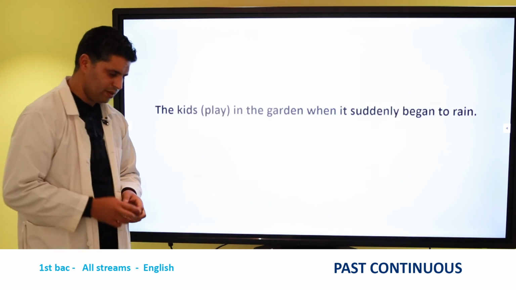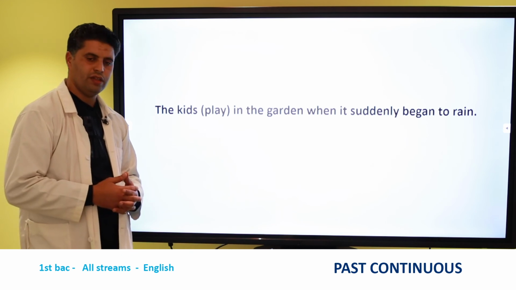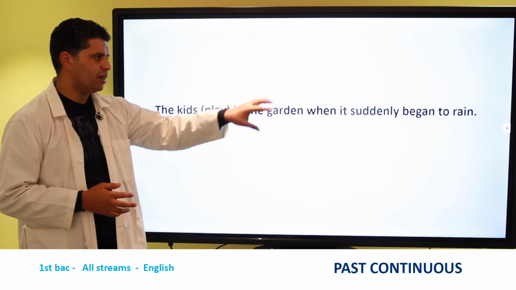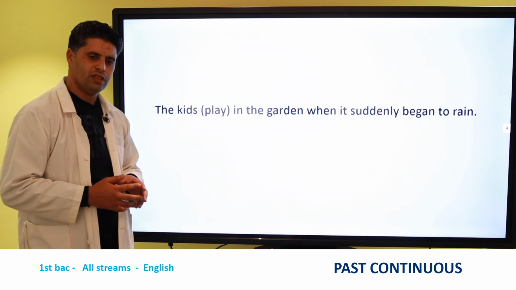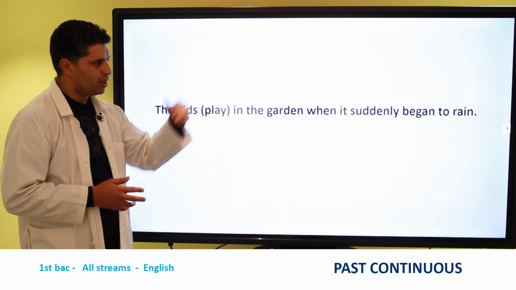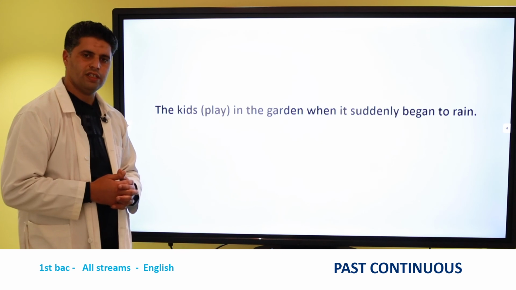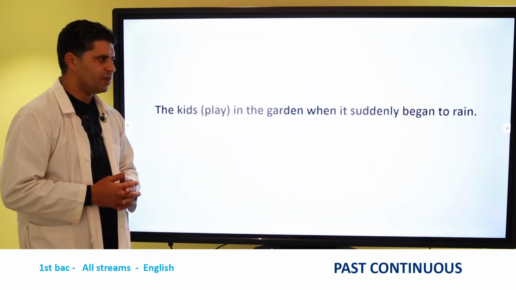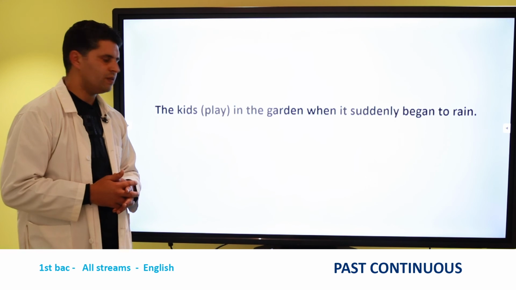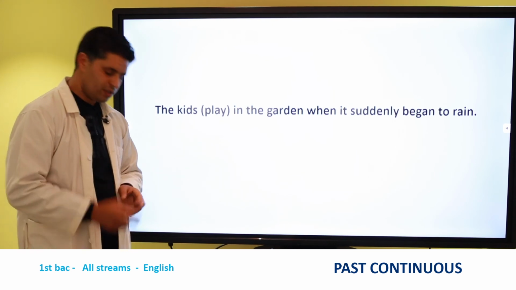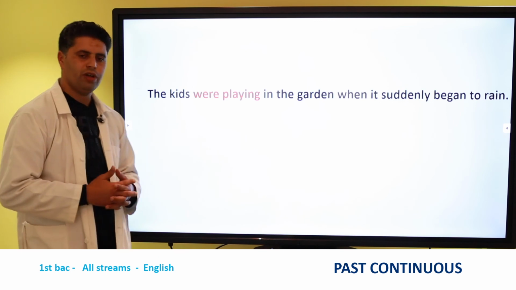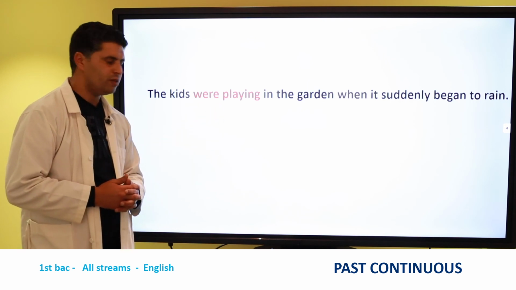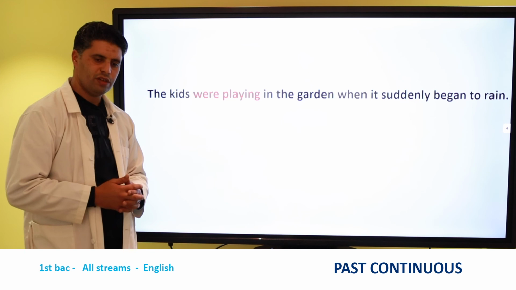Okay, let's take another example. The kids play in the garden when it suddenly began to rain. Here, as you can see, we have play and we have began to rain. The first action in the statement is a long action, but the second action is just a short action. The second action is already conjugated in the past simple, of course, because it is a short action. And here we have a long action, so the answer should be, of course, the kids were playing. The subject is the kids, and we have were, which is the past simple of the verb to be, and playing, which is the gerund form.